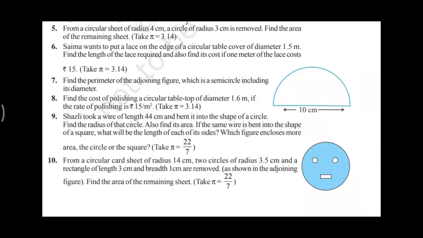We are doing exercise 11.3, class 7th maths NCERT. This is question number 5. From a circular sheet of radius 4 centimeter, a circle of radius 3 centimeter is removed. Find the area of the remaining sheet and take pi is equal to 3.14. So let us find out.